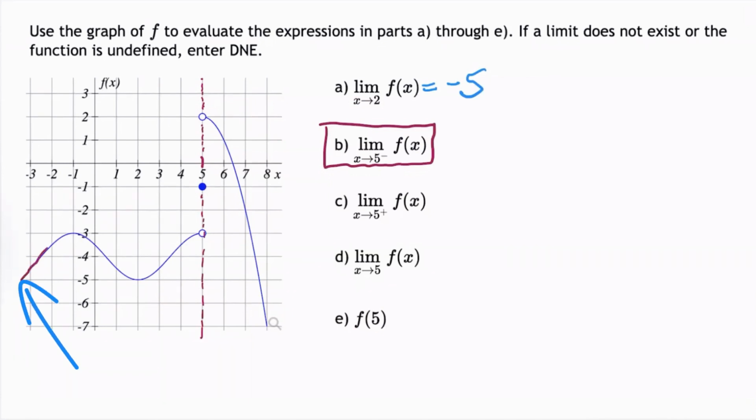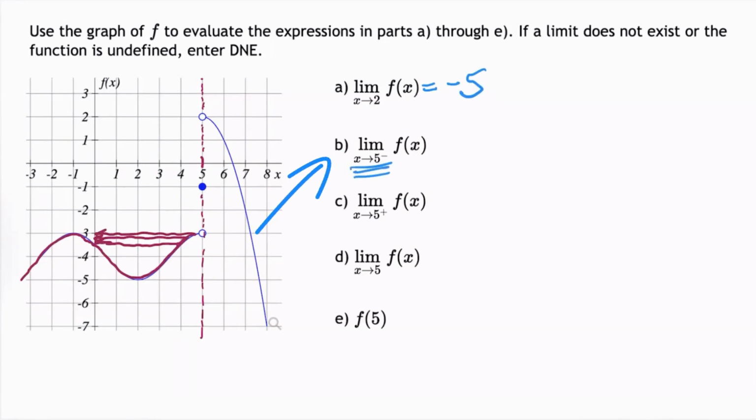So we hop on the left side of the curve, trace along the graph toward x equals 5, and along the way, we note the values that y is approaching as x gets closer and closer to 5. It looks like y is approaching -3. So the limit as x approaches 5 from the left of f of x is -3.